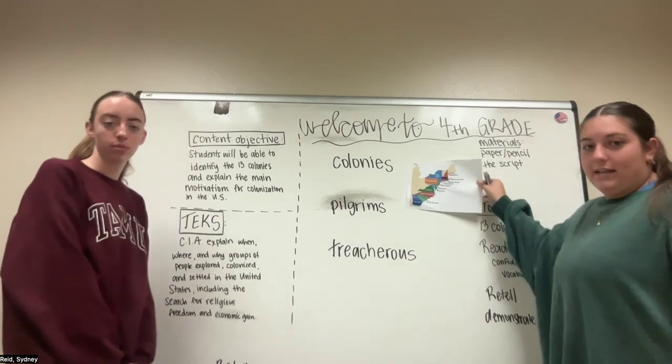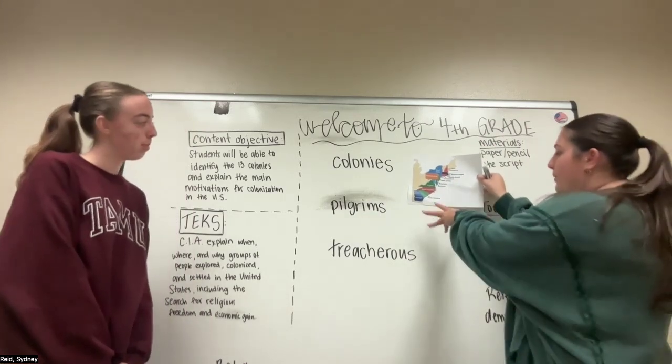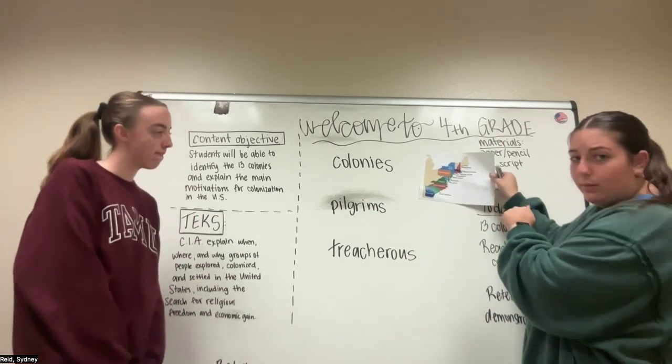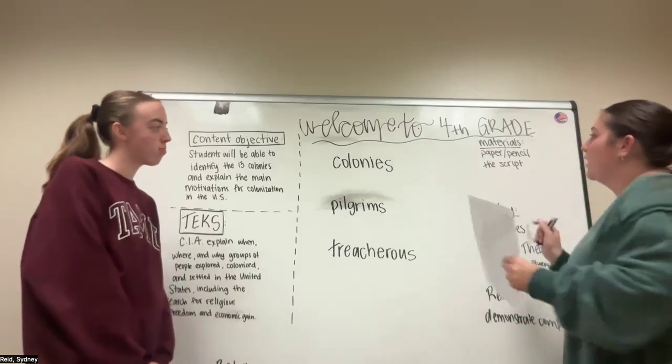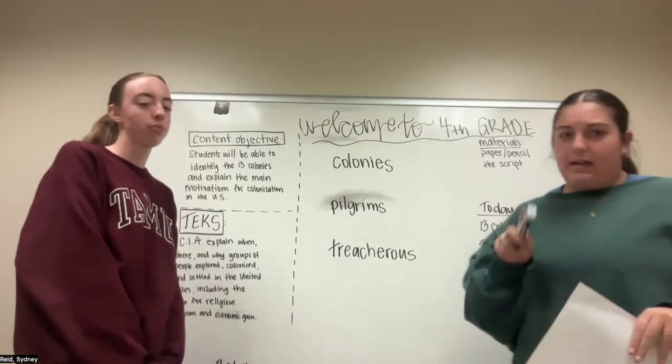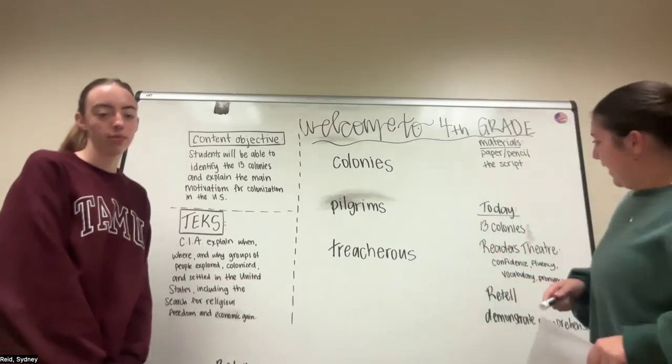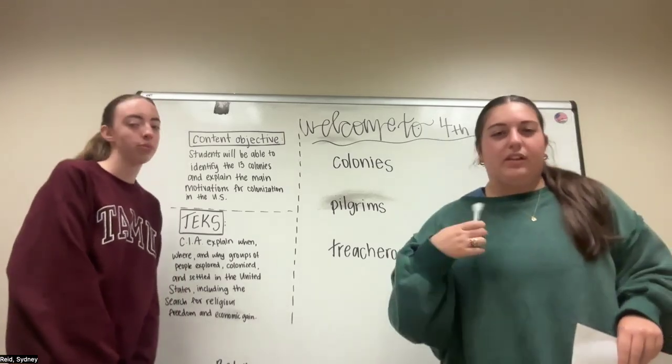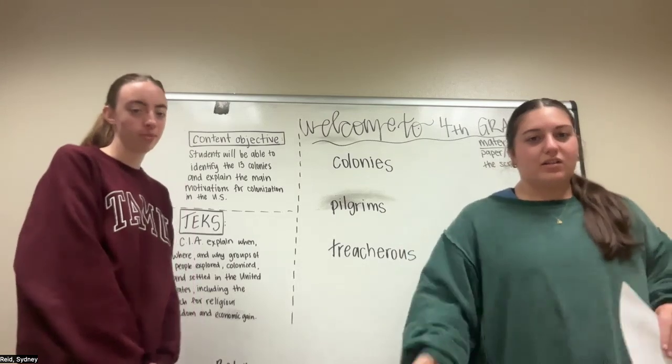So today what we're going to be doing is learning about the 13 colonies, like in this map right here. This little map was going to be down here, but I'll bring it back up in a second. We're going to be needing a paper and a pencil, so get out your notebooks and your pencils. And we're going to provide you with a little script that we're going to read through Reader's Theater.